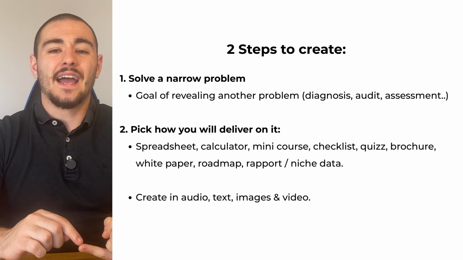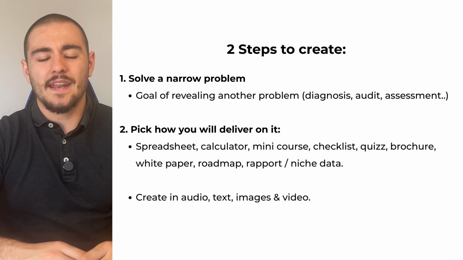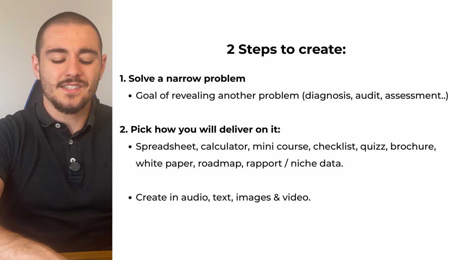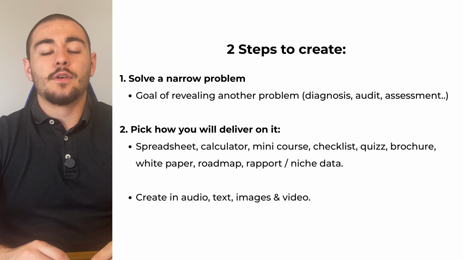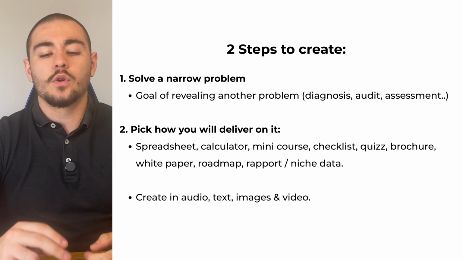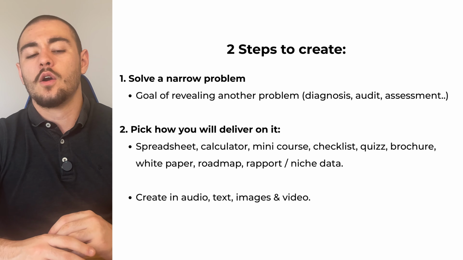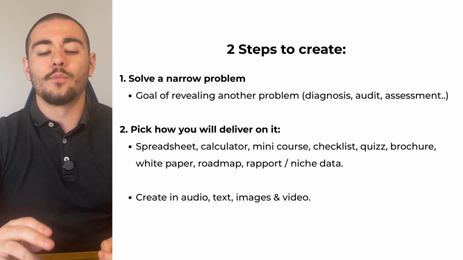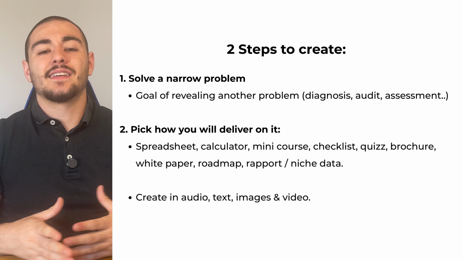So for example, it could be a diagnosis, it could be an audit, an assessment. There's a list of things, right? Any form of PDF, it solves a problem, but when it solves one, it always opens another problem. The second step is going to be to pick how you will deliver on it. So is it going to be a spreadsheet, a calculator, a mini course, a checklist, quiz, brochure, white paper, roadmap, report, niche data, whatever it is. And then you just want to create it in many different forms. So in audio form, text form, image form, video form, kind of like this entire roadmap.